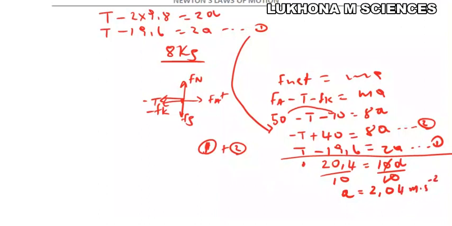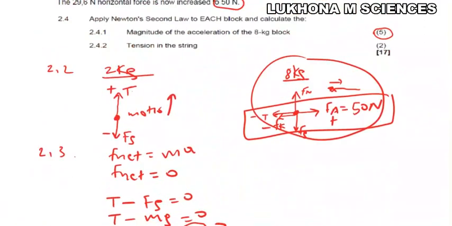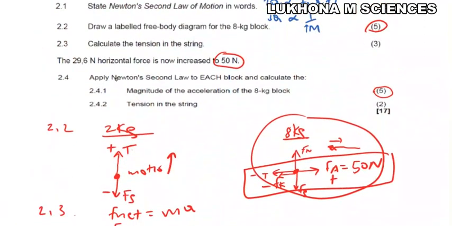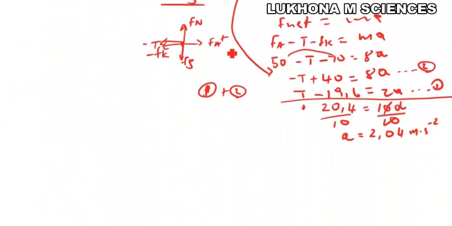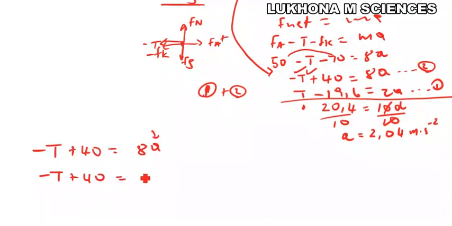Let's go back and check the question. The question was calculate the magnitude of the acceleration. The following one, calculate the tension. So we are going to continue. We're going to take one equation there. So for tension, we can take any equation. Let me just take this one. I have minus T plus 40, which is equal to 8A. Then in place of A, I will just substitute.